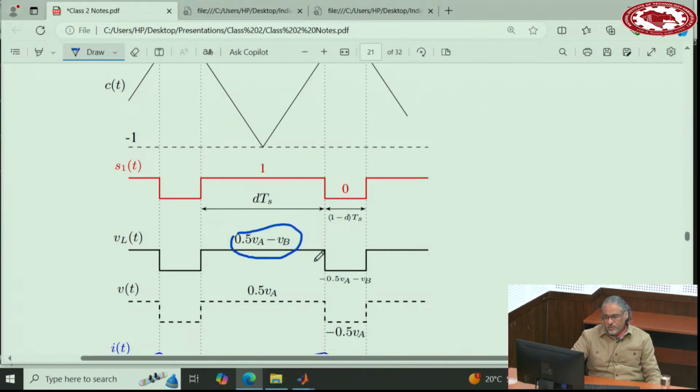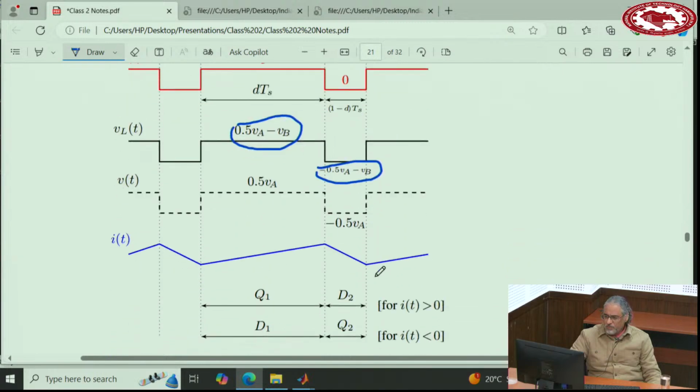And then when the first switch is off and the second switch is on, the voltage is negative half VA, and the voltage across the inductor is negative half VA minus VB. So make sure that this voltage is positive and this is negative. That's the requirement for this circuit to be stable, because otherwise the current will keep going up or keep going down. So the requirement for this circuit to operate is that this should be positive, right? And this should be negative.